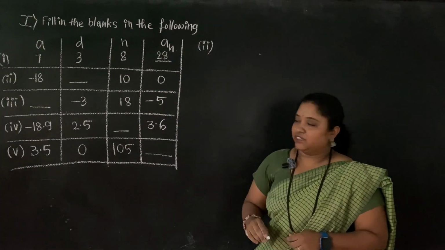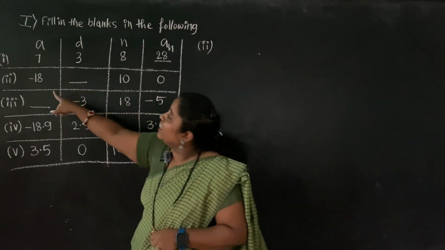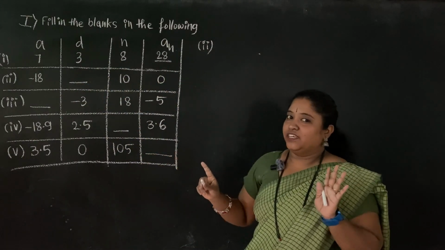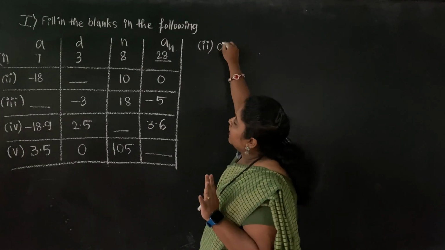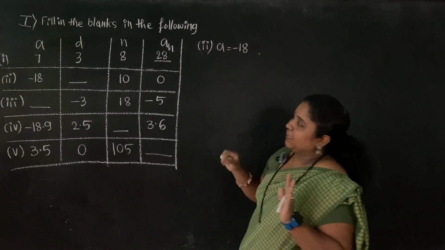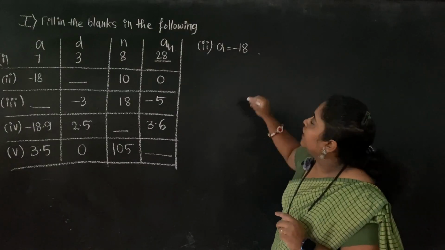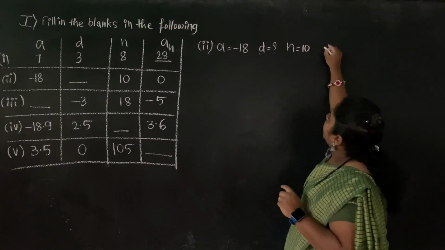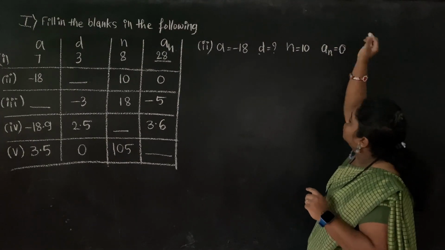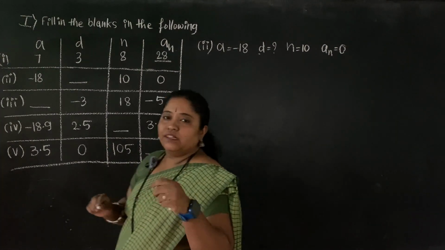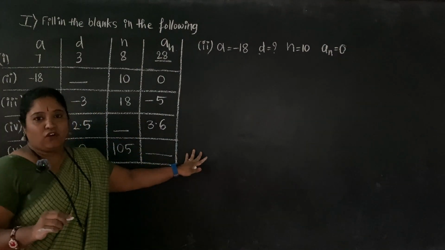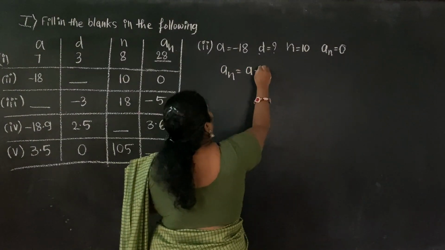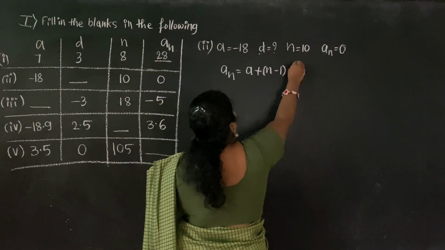In the second question, see, a is provided, n is provided, an is provided. You need to find the d value. Isn't it? Just see here, a is equal to minus 18. Isn't it, dears? And d is equal to, I need to calculate, n is equal to 10, an is equal to 0. Okay, now same thing I need to do. I need to use the formula. Which is the formula, dears? an is equal to a plus (n minus 1) into d.